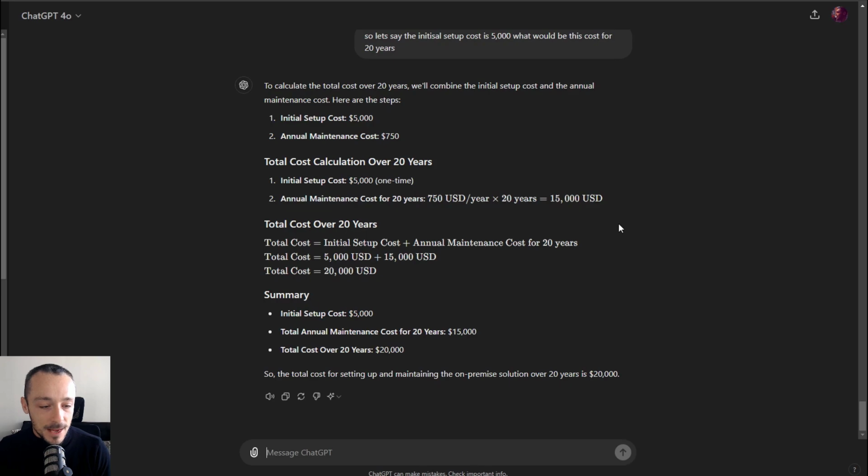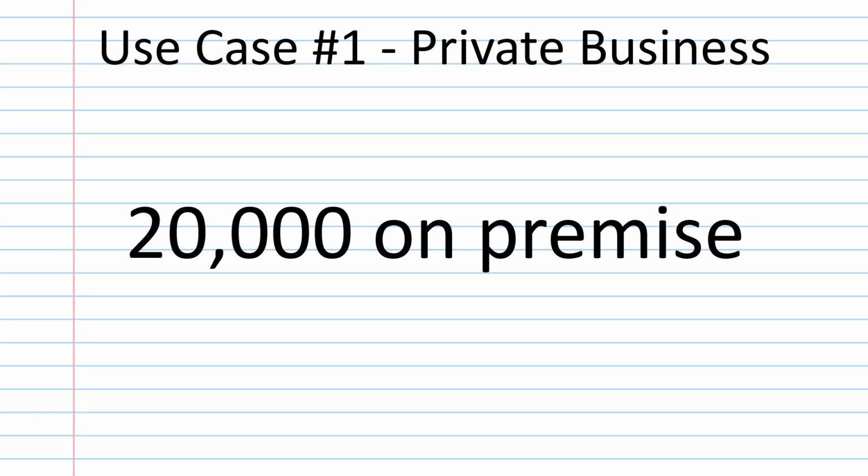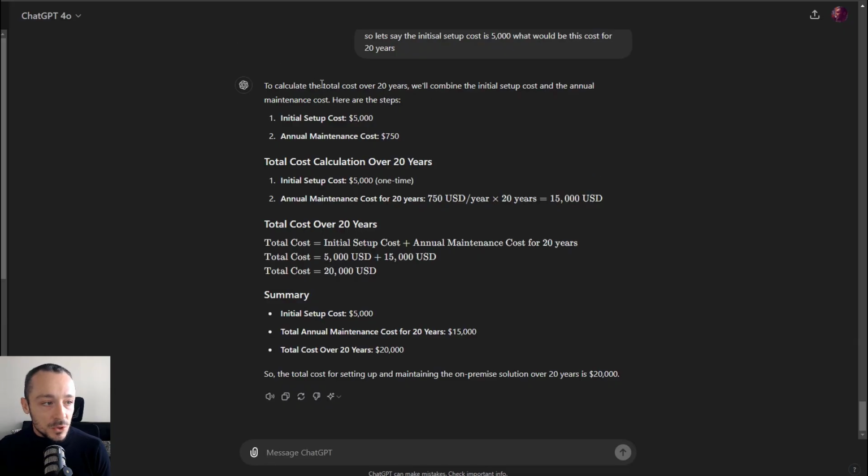So it'd be 5,000 plus 15,000. So the total cost over 20 years for this on-prem solution would be 20,000. And we could build a data warehouse for that amount of money on premise. Now, let's jump into the cloud.